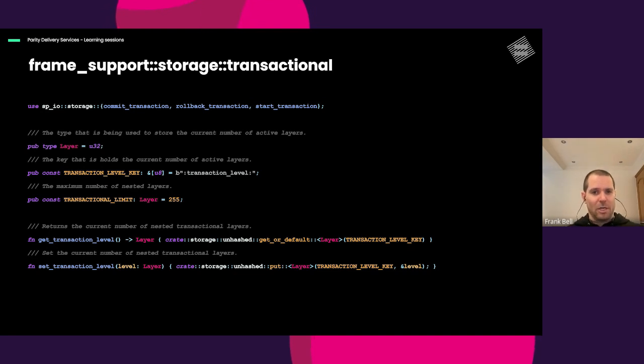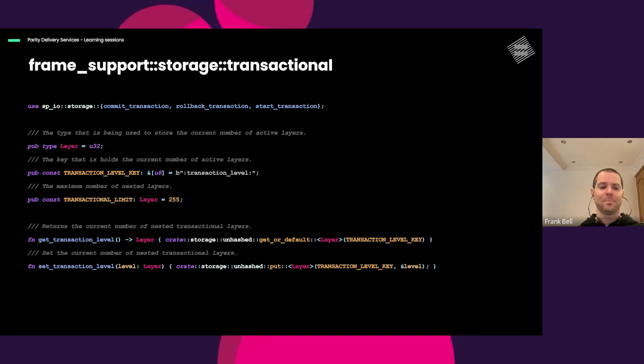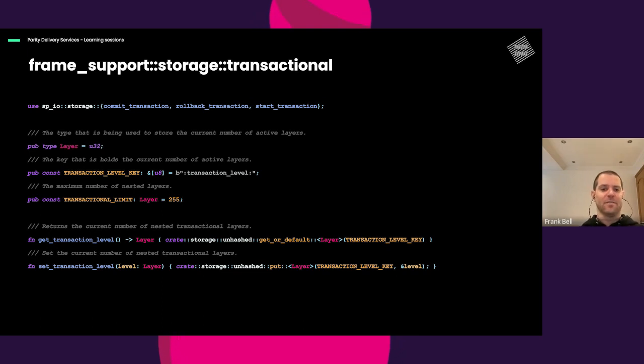So then just briefly to look at the transactional side of it. This is a very, very thin layer, but I did find it a little bit interesting. It obviously relies heavily again on the storage primitives. So in this instance, you can see it's importing the commit transaction, rollback, and start transaction. But more importantly, it allows the definition of the maximum number of transactions that can be nested or stacked, as well as it defines where in storage we're going to store the current layer, and then also the type of the layer.